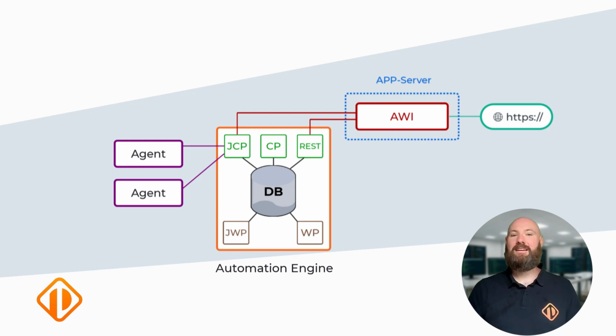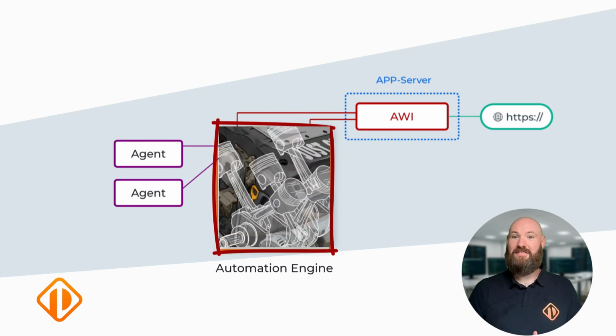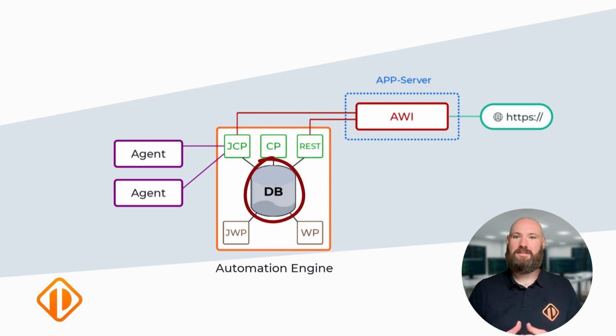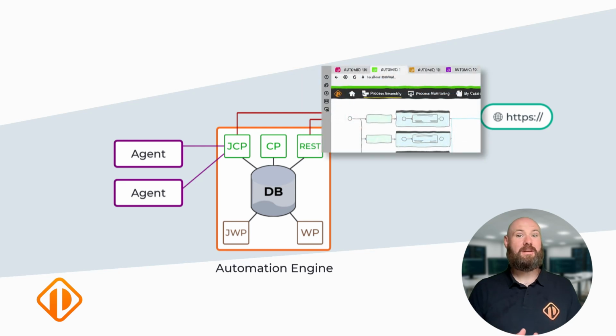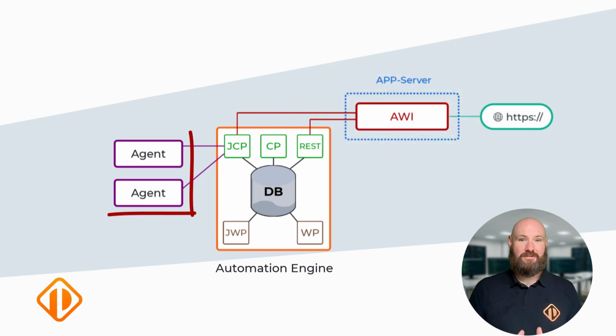Here you can see the central building blocks: the automation engine, which is the heart of the system, a central database or a DB cluster where all the definitions and execution data are stored, then the Automic Web Interface, or AWI for short, as the user interface, and of course the agents, which run on your destination systems where the jobs are executed. All clear? Then let's go one level deeper.